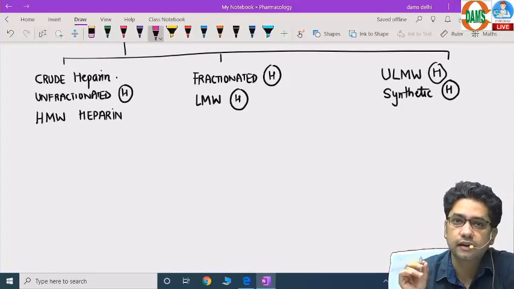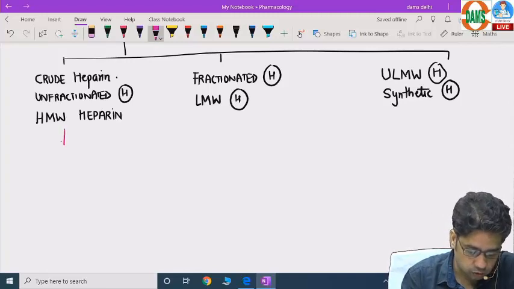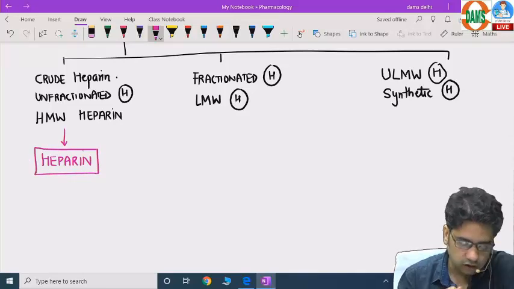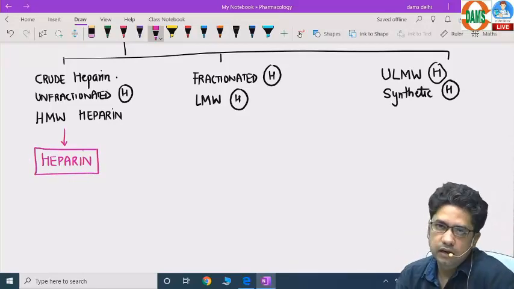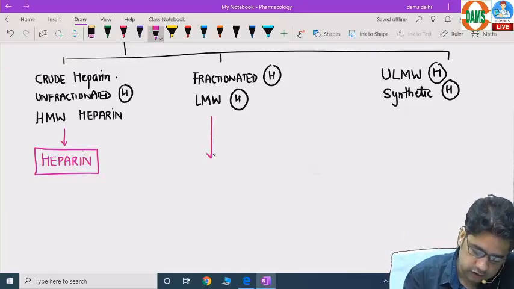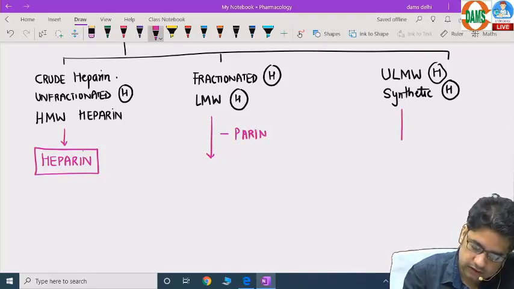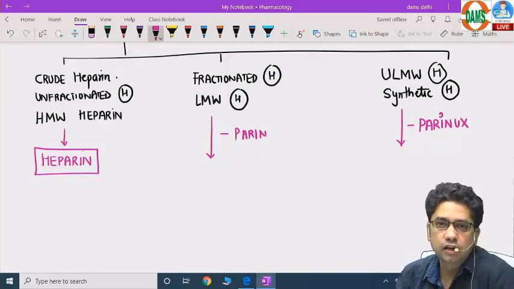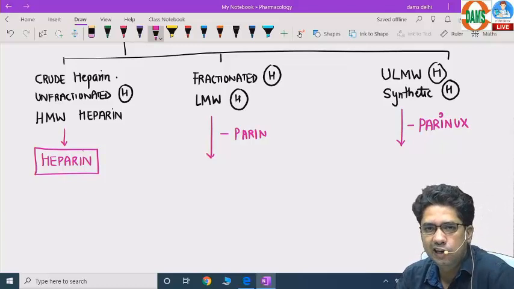Now, let's write their names. Sir, if the only word heparin is written, it always means which heparin? It always means high molecular weight heparin. If the only word heparin is written, it means crude heparin. What about these? You'll write, they will also end with the word parin. And what about this? It will end with the word parinux. X is silent, so it is known as parinu.